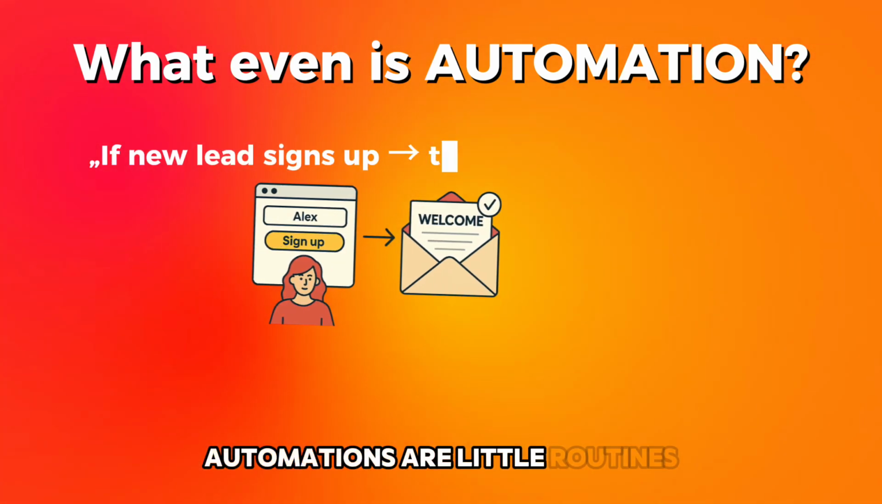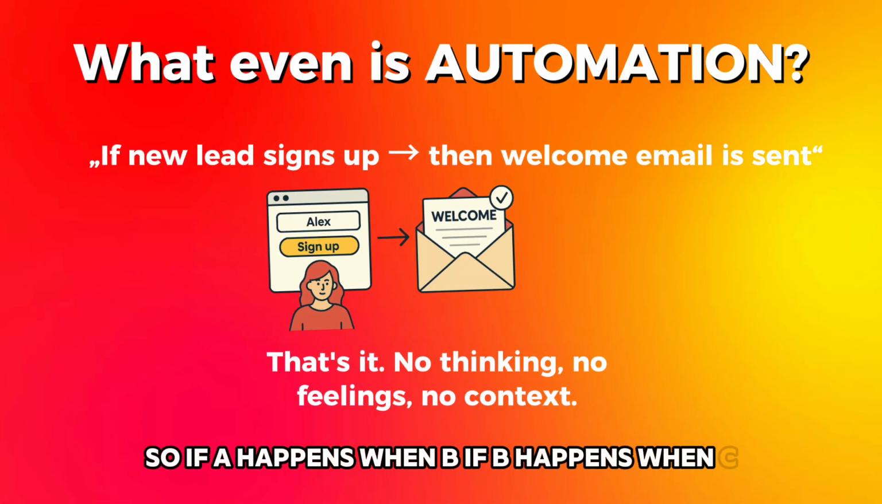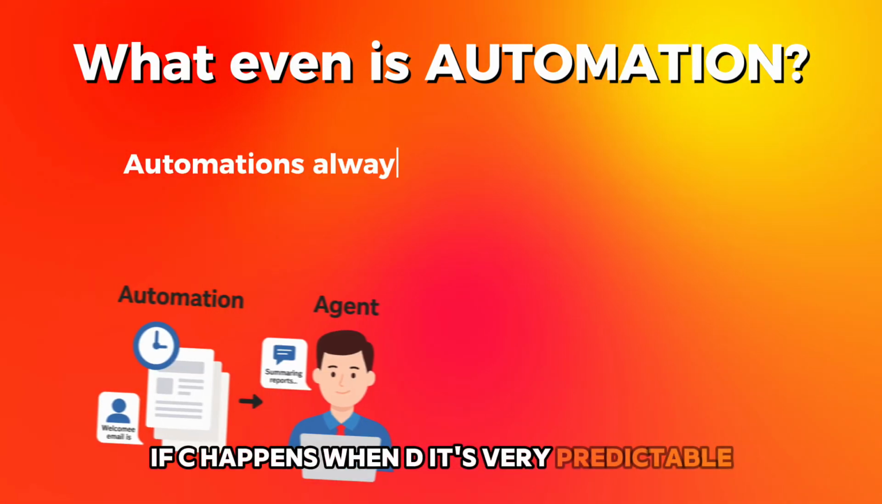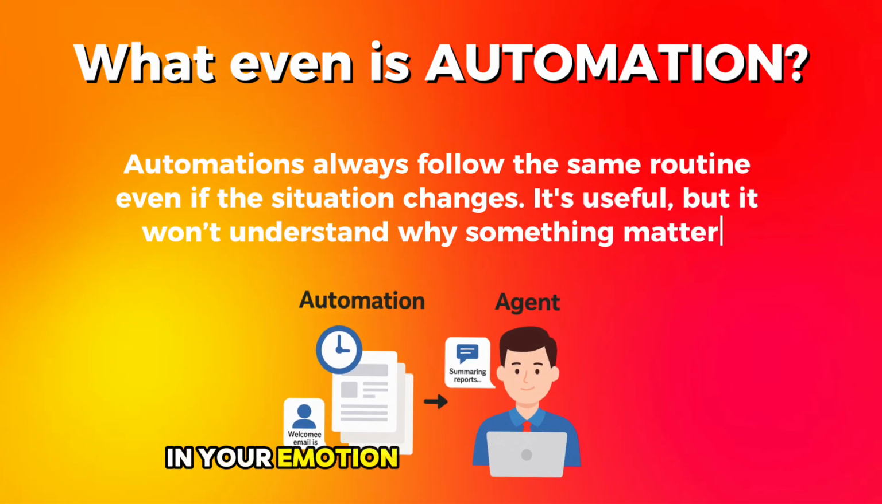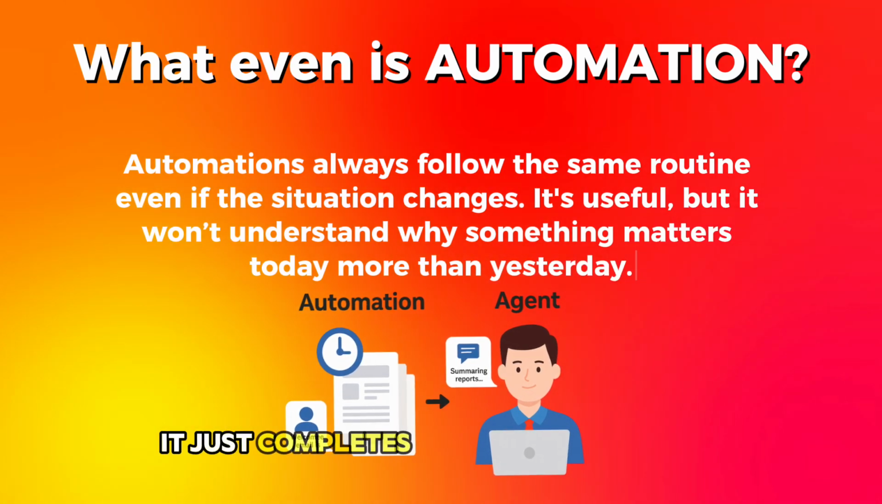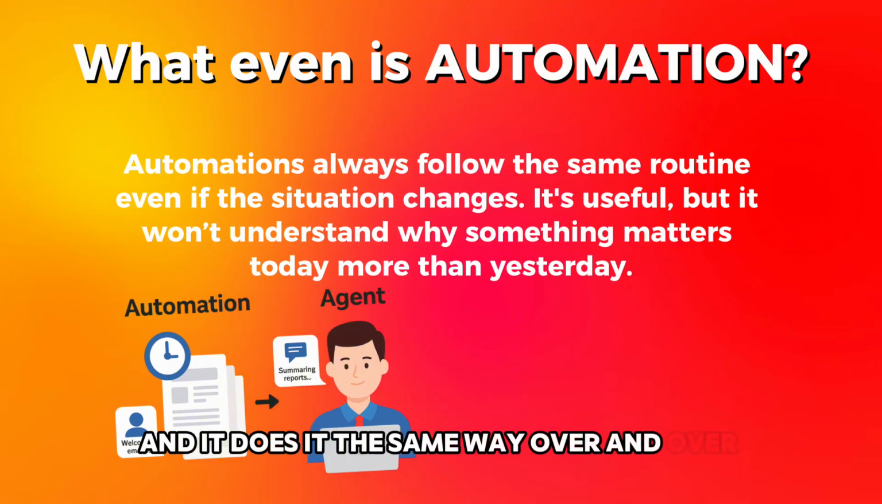Automations are little routines which follow a checklist. So if A happens, then B, if B happens, then C, if C happens, then D. It's very predictable, but not very interested in your context, in your emotion, and maybe in urgency. It just completes in a predispositioned way, and it does it the same way over and over again.